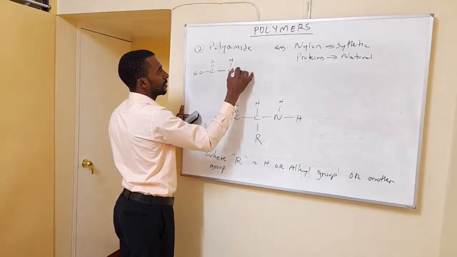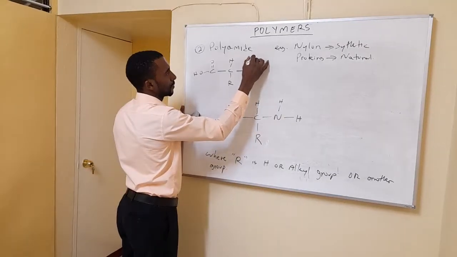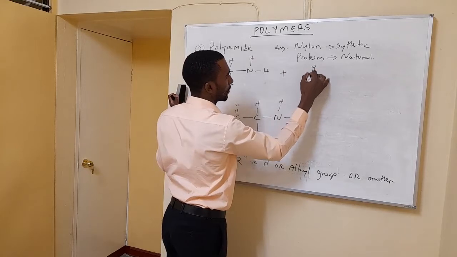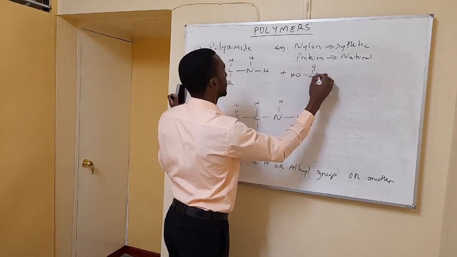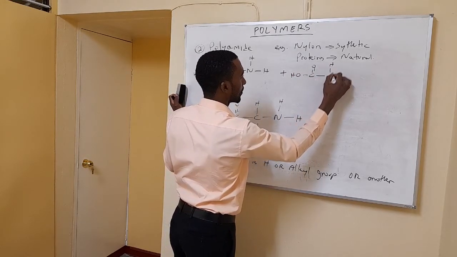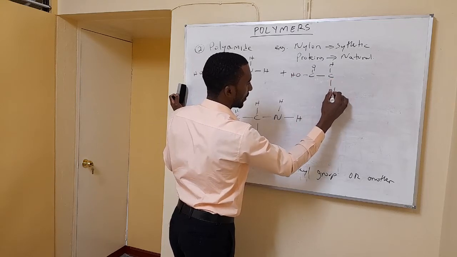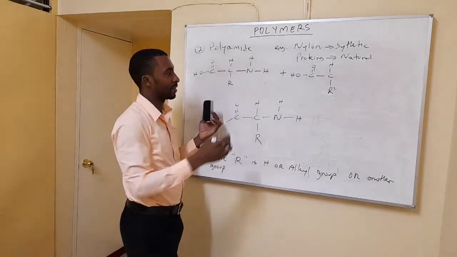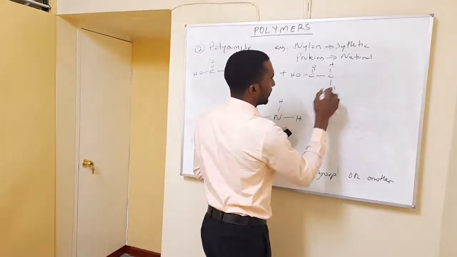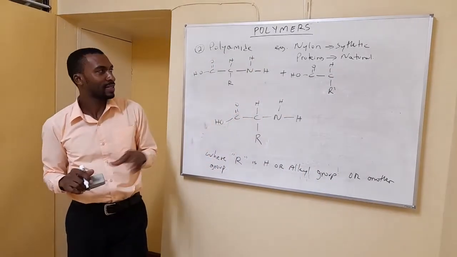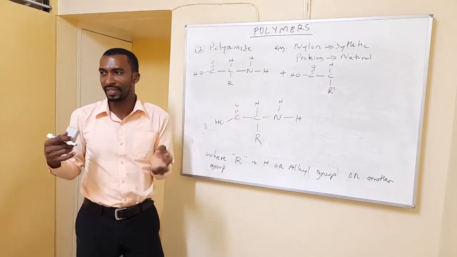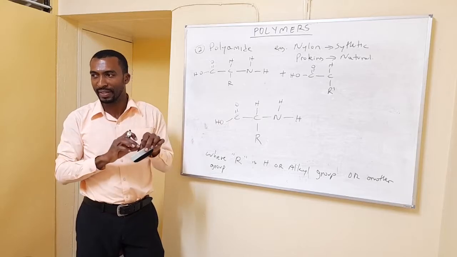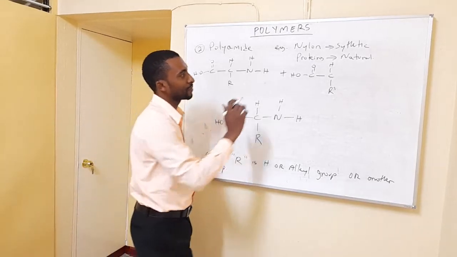Then we have R prime, just so that they may or may not be different groups. But most often in naturally occurring proteins, there will be a mixture of amino acids. So proteins will not be just one type of amino acid, they will be all mixed together.